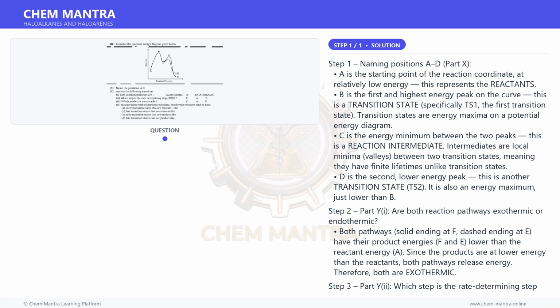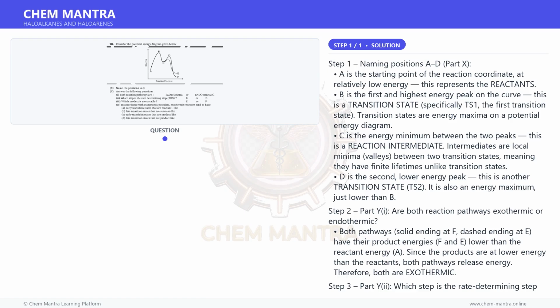Step 1. Naming positions A, D, part X. A is the starting point of the reaction coordinate. At relatively low energy, this represents the reactants. B is the first and highest energy peak on the curve. This is a transition state, specifically TS1, the first transition state. Transition states are energy maxima on a potential energy diagram.